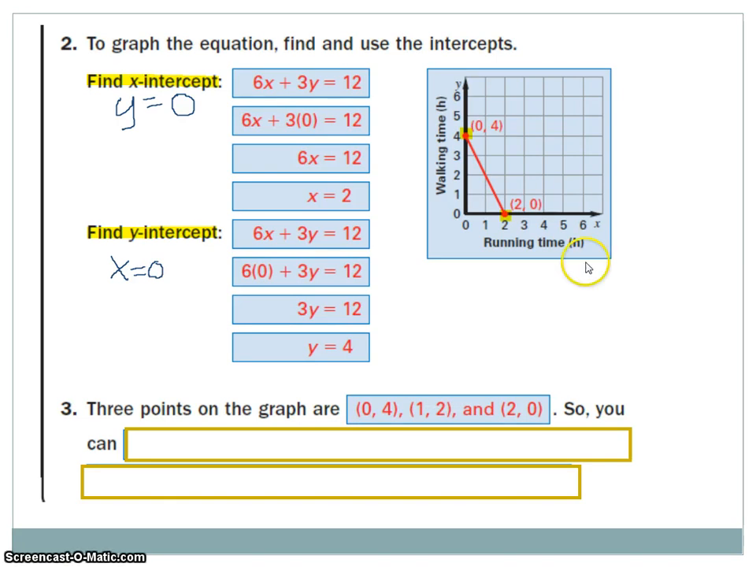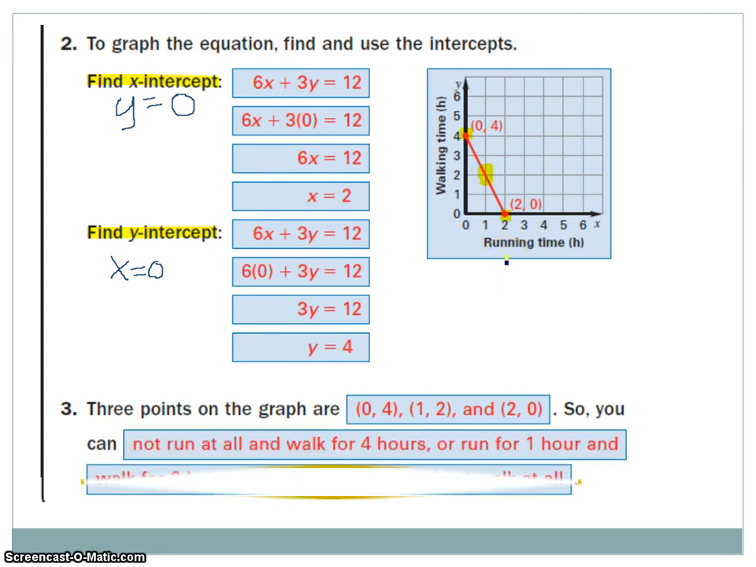You also can find a third point, even though they don't tell us. You can look at the graph and find this point right here, 1, 2. So you can run not at all, walk for 4 hours, that's 0, 4, or run for 1 hour and walk for 2 hours, 1, 2. Or run for 2 hours and not walk at all. There's your 3 points.